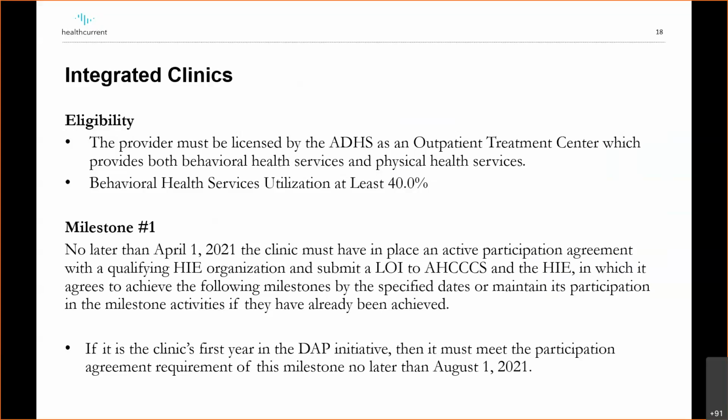And so you will agree as part of this LOI to achieve the following milestones by the specified dates, or maintain participation in the milestone activities if they have already been achieved. So if you've already met some of these milestones last year, we just need that to continue throughout this year as well. If it is your first year as an integrated clinic, then you must have a participation agreement signed no later than August 1st of 2021.